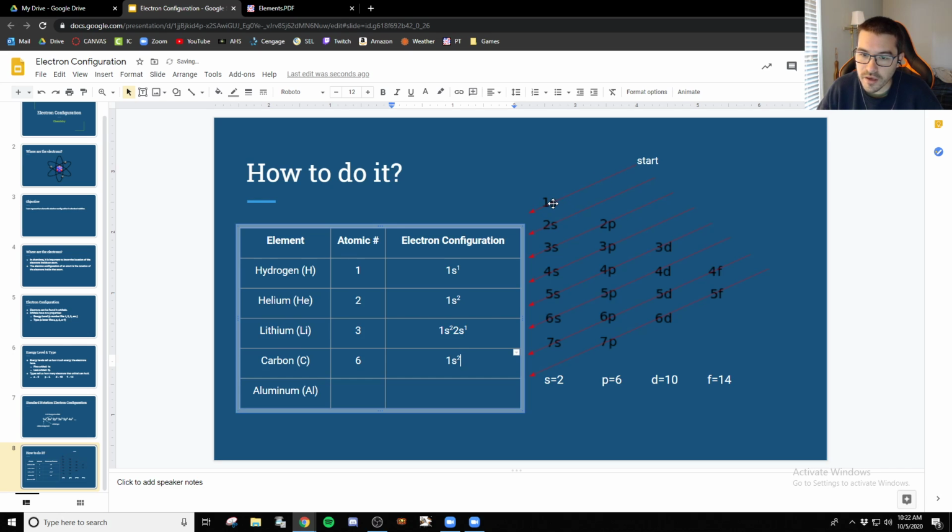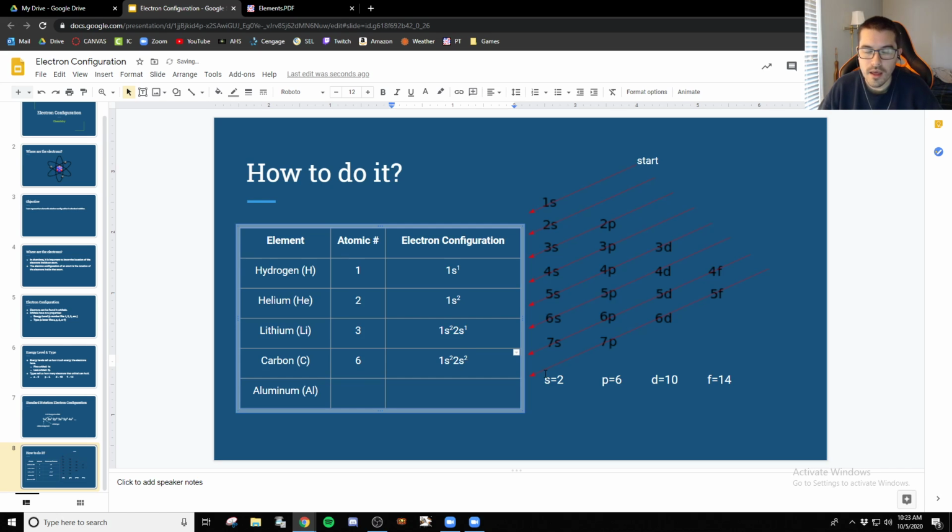The next place I get to, if I'm going down these red lines, that's the path. Go down the red arrow, go down the red arrow. The next place I get to is 2s. This is once again an s orbital, so I can put 2 electrons there, maximum.